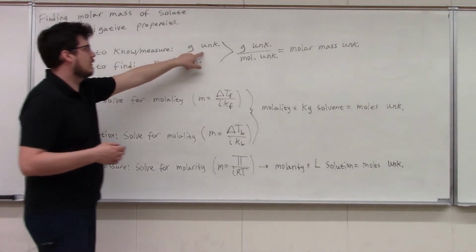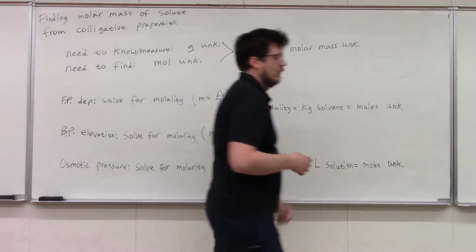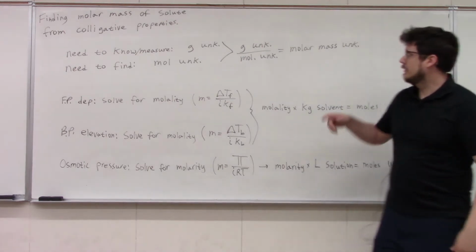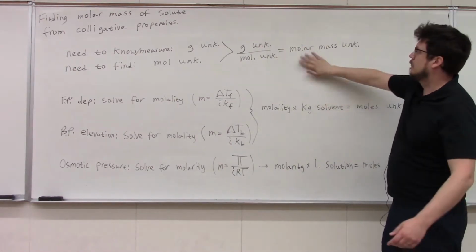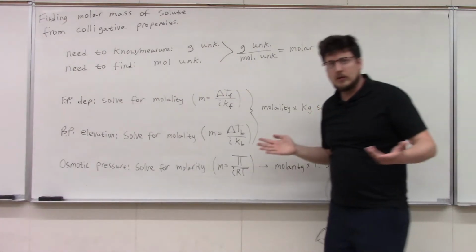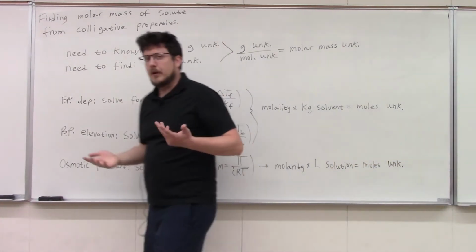You've got to know the grams of the unknown. You've got to know the moles of the unknown. Because ultimately, what we're going to do is divide grams of unknown by moles of unknown in our sample, and boom, you've got a molar mass. You've got grams per mole. And so you have to record or measure grams unknown.